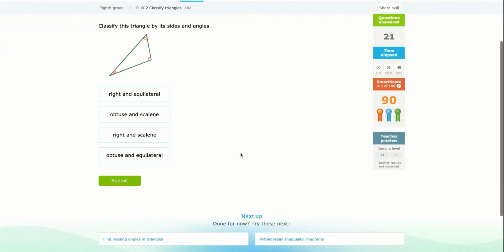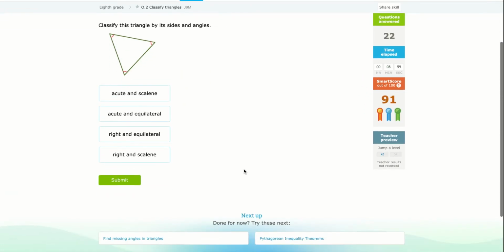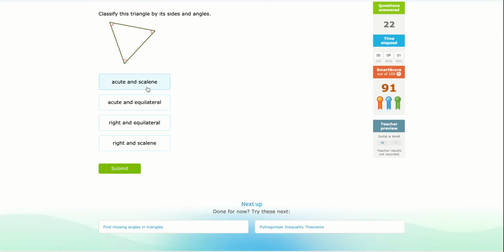This one here, 3 different markings on the angles. So that's going to be scalene. This angle looks a little bit bigger than 90, so it's going to be an obtuse scalene triangle. And if you have any questions on this, just let me know. This seems to go very quickly.